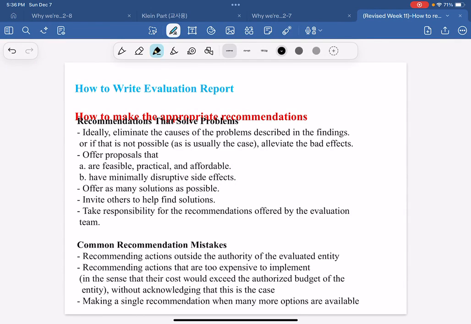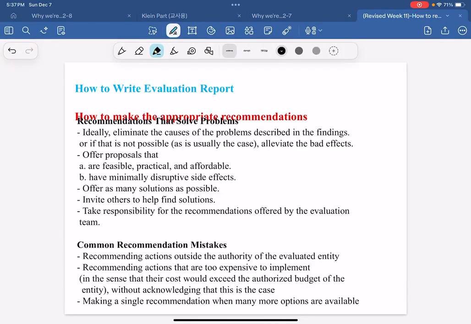that evaluators recommend some kind of solutions outside the authority of the evaluated entity. Even though the recommendations are very good, if the public officials do not have any powers, any legal authority to apply the recommendation to improve policy, it's useless.